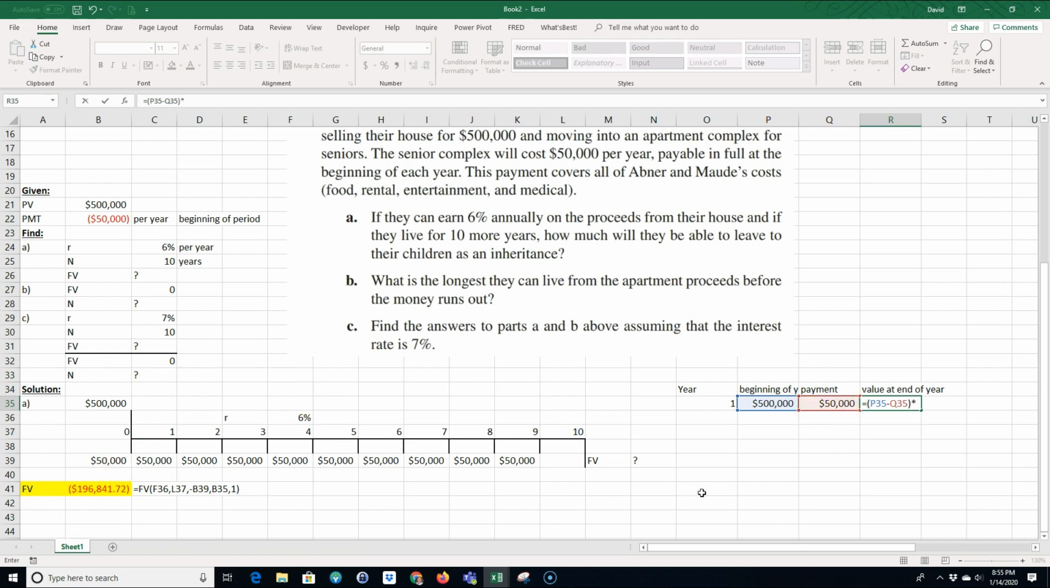And I'm going to take that times, well, how much interest am I going to earn on that $450,000 over the year? Well, that's going to be 1 plus this interest rate, the 6%. I'm going to go ahead and F4 that because I always want it to point to that 6% when I copy this formula down. So let's go ahead and format this the same. Format Painter.